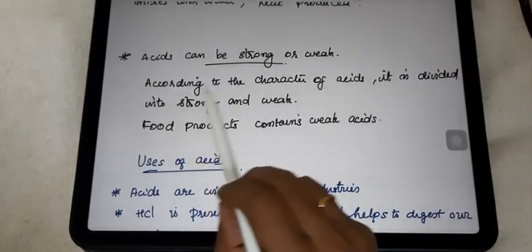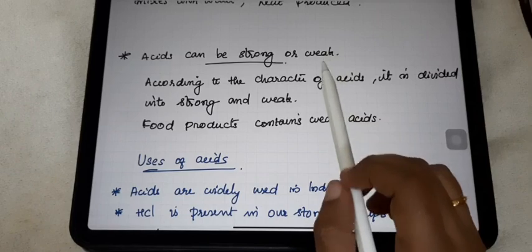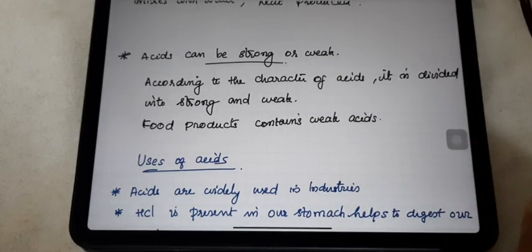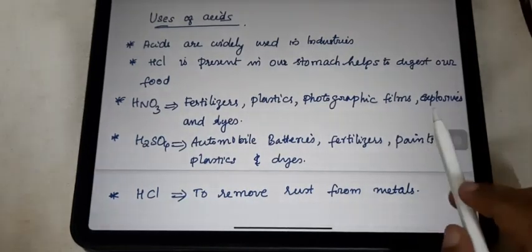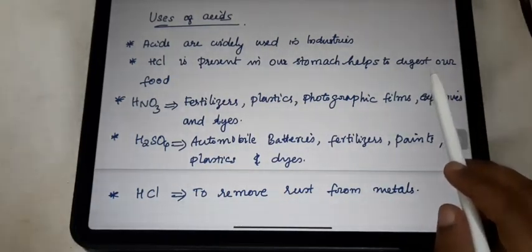The next property is that acids can be strong and weak. Most of our edible food items contain weak acids. That's why they are edible. Mainly four properties we discussed. Now we can discuss the uses of acids.